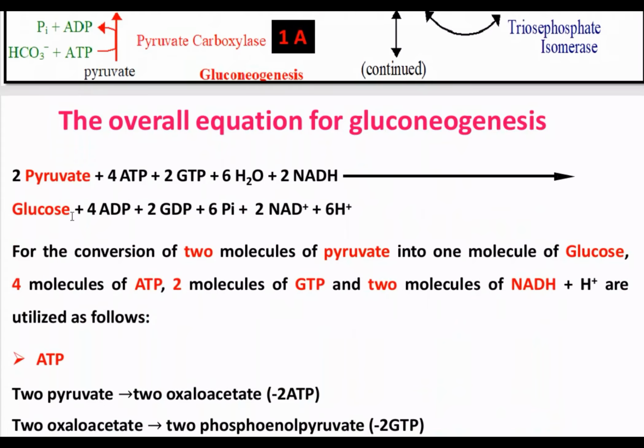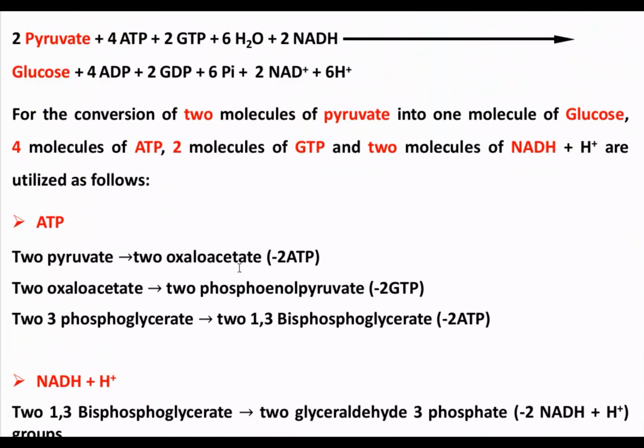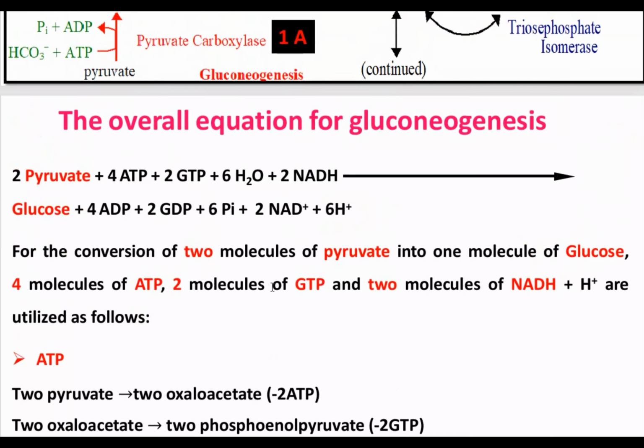So the overall reaction is 2 pyruvate plus 4 ATP plus 2 GTP plus 6 H2O plus 2 NADH. It will form glucose plus 4 ADP plus 2 GDP plus 6 Pi and 2 NAD plus 2 H plus. So for the conversion of 2 molecules of pyruvate into 1 molecule of glucose, 4 molecules of ATP, 2 molecules of GTP and 2 molecules of NADH plus H plus are utilized. So this is the overall reaction, and these are all the steps of the gluconeogenesis process, which occurs in the cytosol as well as the mitochondria, that we have discussed here.